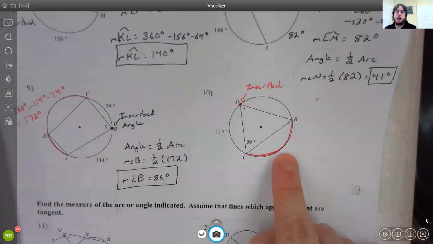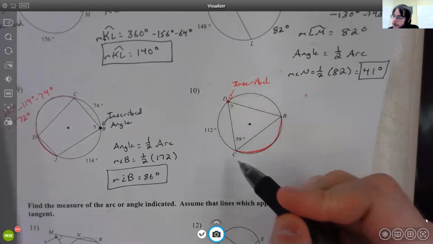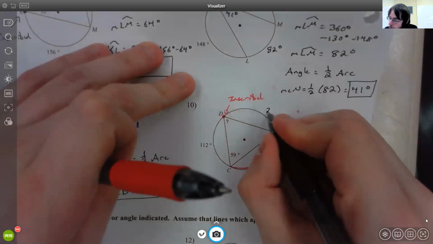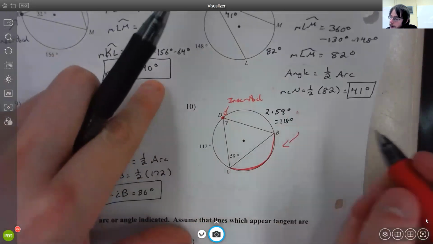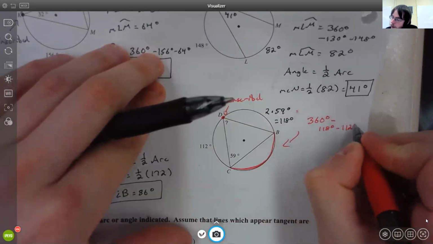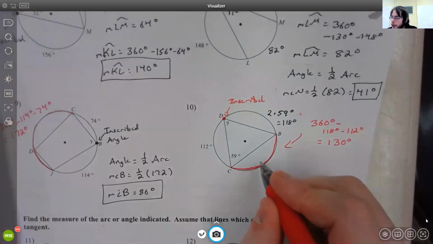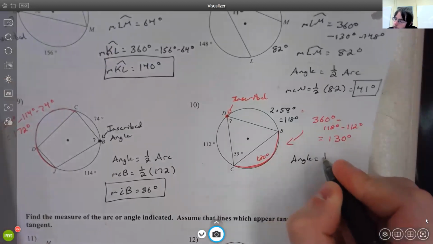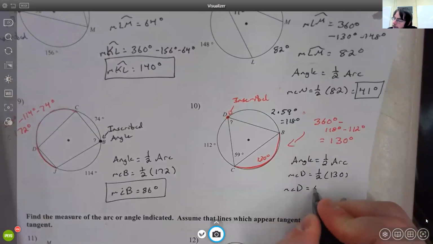If I want to find this arc BC, what I need to do first is find DB, because I already know what DC is. DB is opposite of the inscribed angle, 59 degrees. So this arc must be equal to twice 59, which is 118. Now to find this arc, we know this arc's 118 and this one's 112. So we take 360 minus 118 minus 112, and we get that our arc is 130 degrees. Since we know this arc, we can take half of that to find our inscribed angle. Half of 130 is 65.